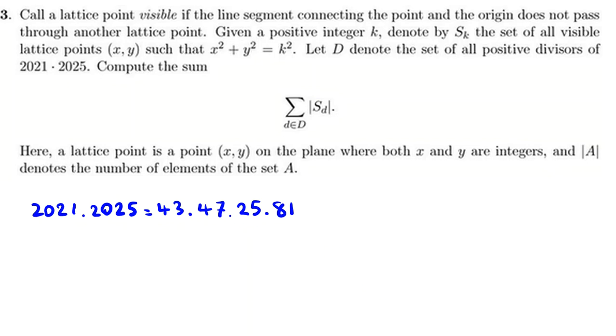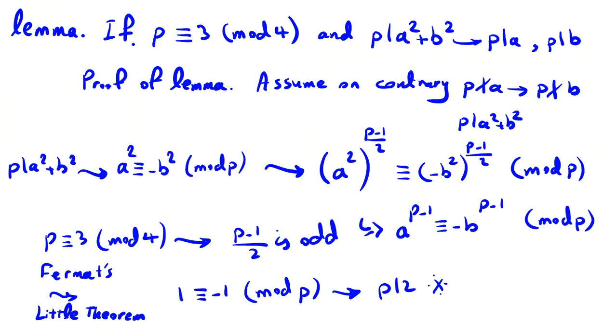Now, before solving this problem, we want to work on a famous lemma. The lemma says: if p is a prime of the form 4k plus 3, congruent to 3 mod 4, and p divides a squared plus b squared, then p divides a and p divides b. Proof of this lemma: assume on the contrary that p doesn't divide a.